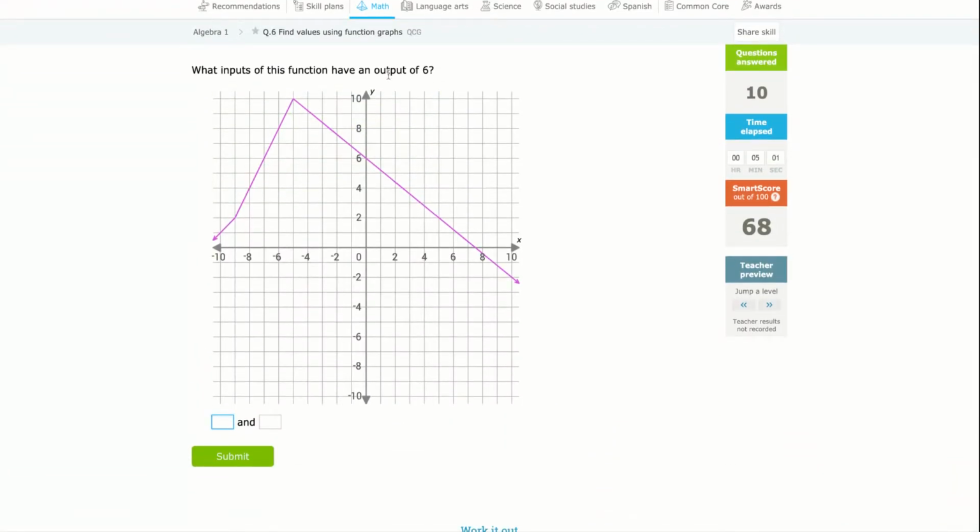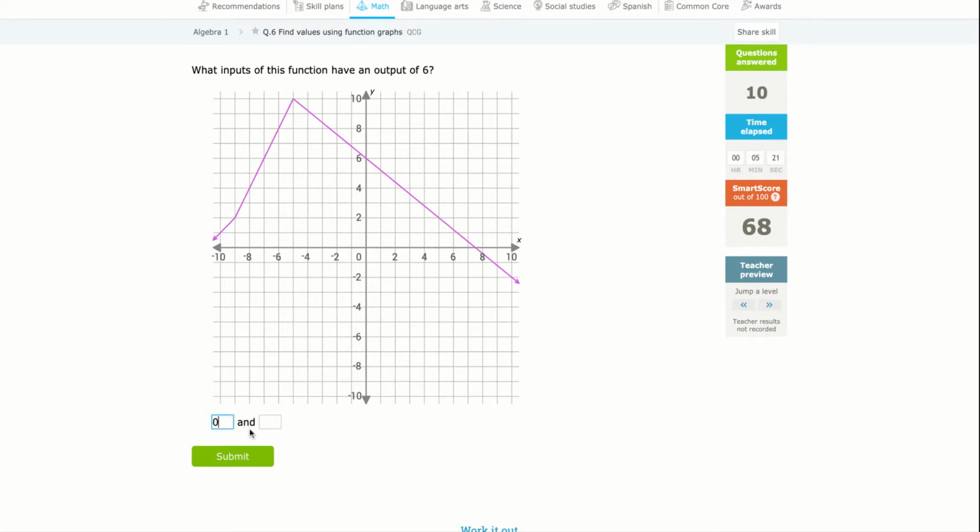Here, an output. So now they don't say y, they say an output. Now remember, output's the y-axis. Output of 6, and that means I'm right here on this point. Again, I don't put a point actually there. I just say, what's the x value? Remember, I didn't move left or right. I went straight up the y-axis. So the x value is 0.